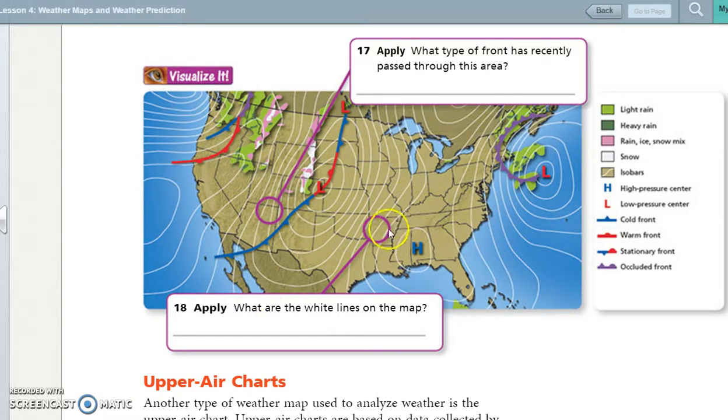Down here, what are the white lines on the map? Again, go over here. They are isobars. They are lines that connect areas of the same pressure.